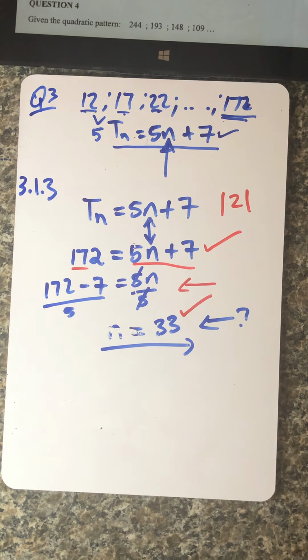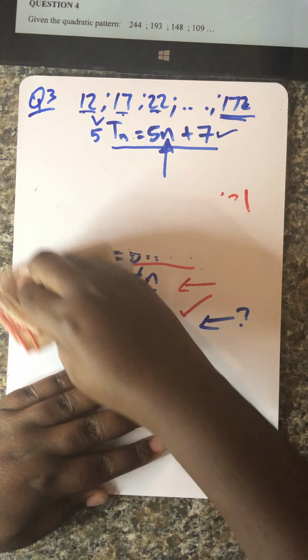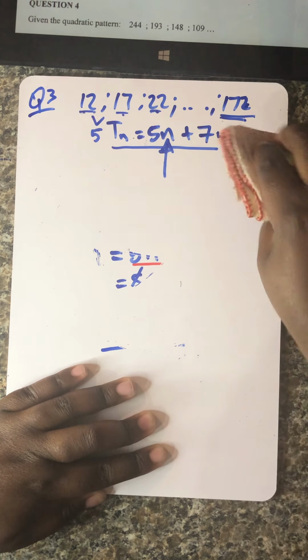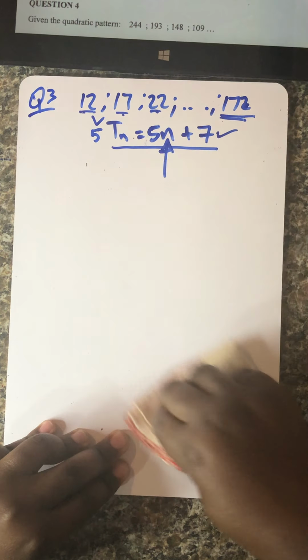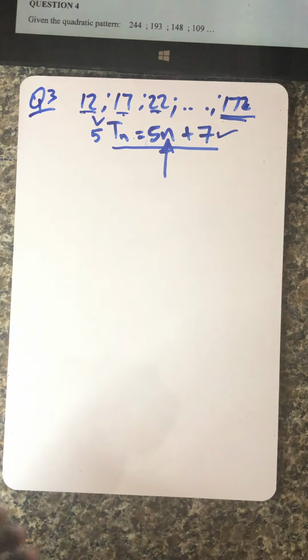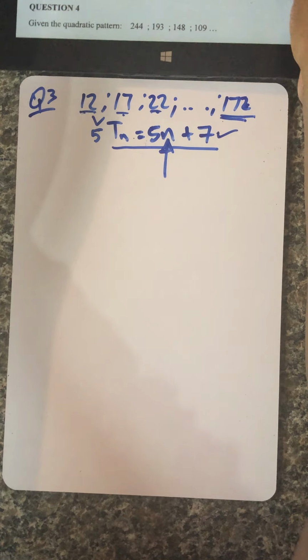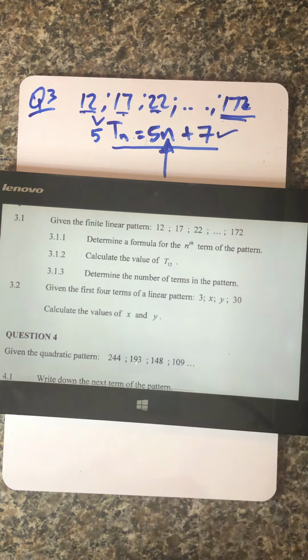I think we should now move to the next question. So guys, I hope I'm not confusing any of you. I'm trying by all means to be understandable, and again, I'm trying to be as slow as possible so that we don't lose each other along the way. Ladies and gentlemen, let's now move to 3.2.